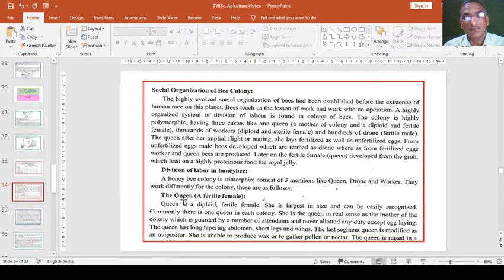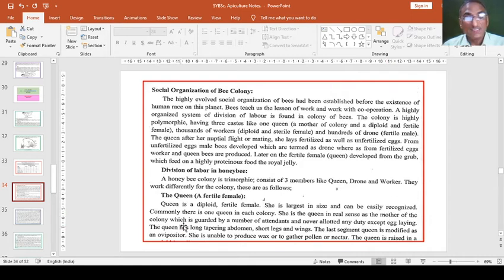The queen, or a fertile female, or the mother of the colony, we can say. A queen is a diploid fertile female. She is largest in size and can be easily recognized from her size or from her abdomen, we can say.